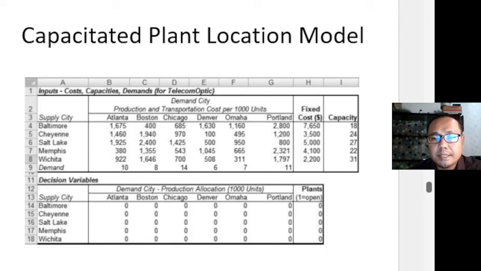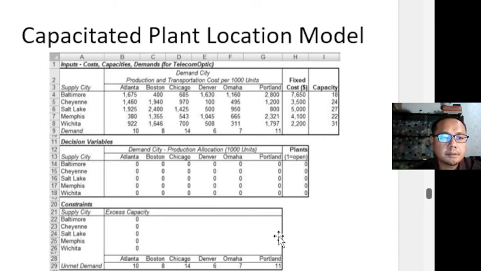So next, corresponding to decision variables x_ij and y_i, cells B14 to G18 and H14 to H18 respectively are assigned as shown in this figure. Initially, all variables are set to be 0. The capacitated plant location model as well.